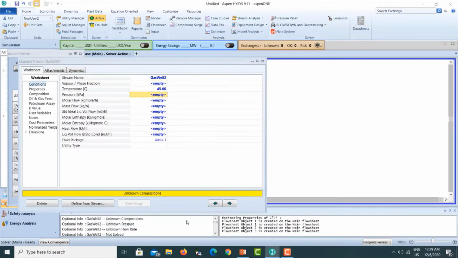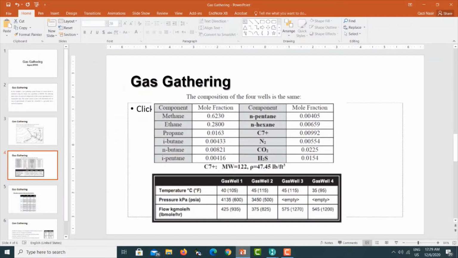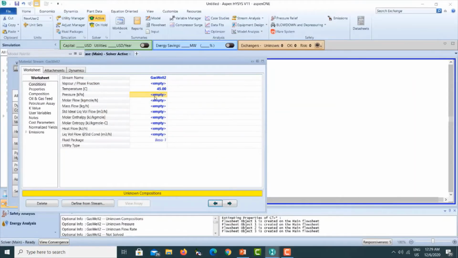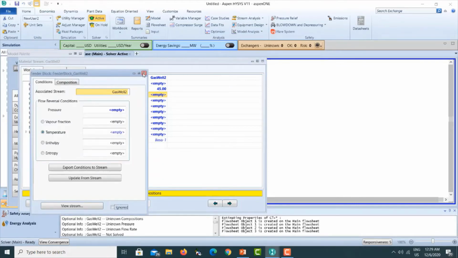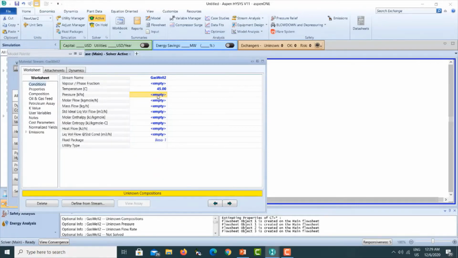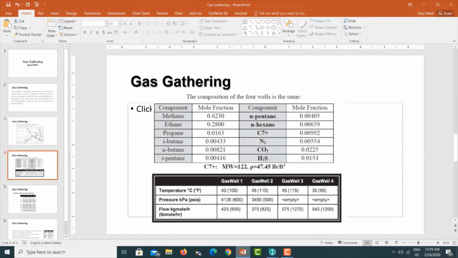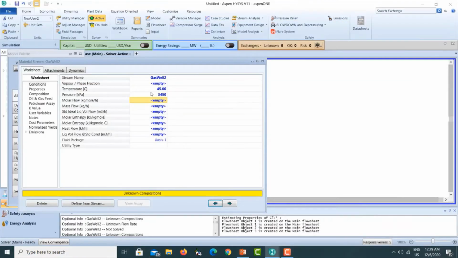45 temperature, the pressure is 3450 kilopascal, sorry, 3450 kilopascal. Similarly, 375 is the flow rate, 375.